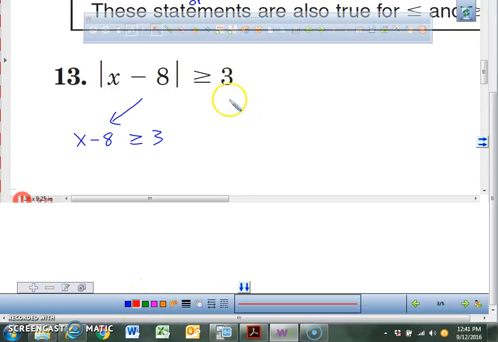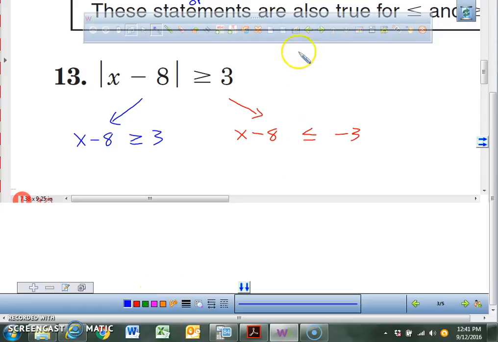Look at the next one. This expression right here, x minus 8, could also be not just a 3, we could change it to a negative 3. This is a positive 3, what could this also be? Negative 3. But if I put a negative 3, what's going to happen to the inequality sign if I apply a negative? It's going to flip. So it goes from greater than or equal to, to less than or equal to.